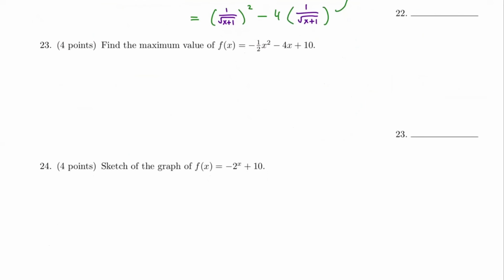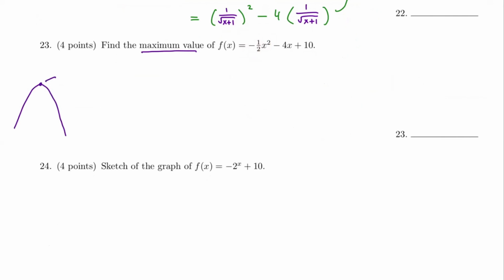All right, now we move on to number 23. So we're almost to the end of the test. Hopefully you're doing okay getting these questions right. So number 23, we're going to find the maximum value of this graph. Now this is a parabola because we have x squared as the highest power of x. And since this coefficient is negative, it's a parabola facing down. So roughly sketching, it's going to look something like this.